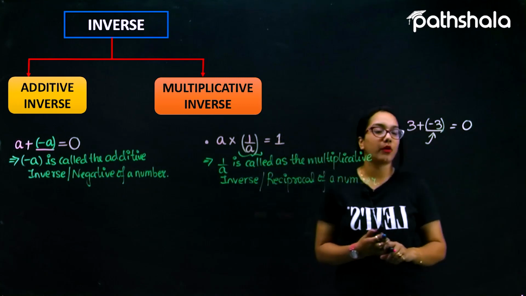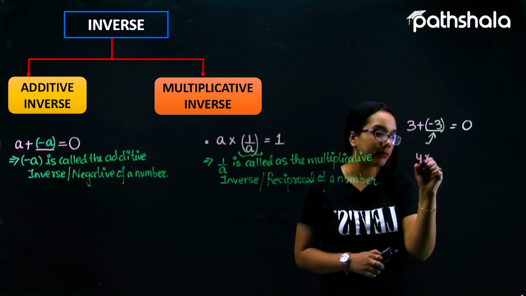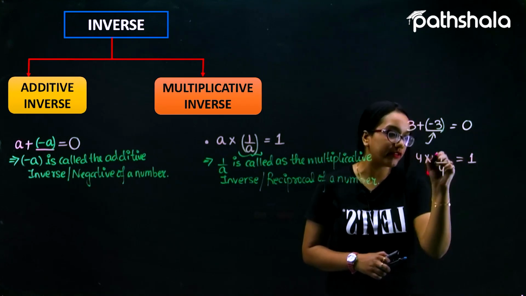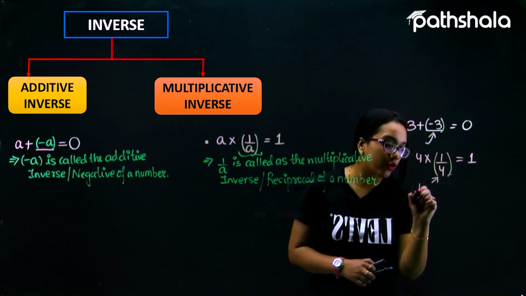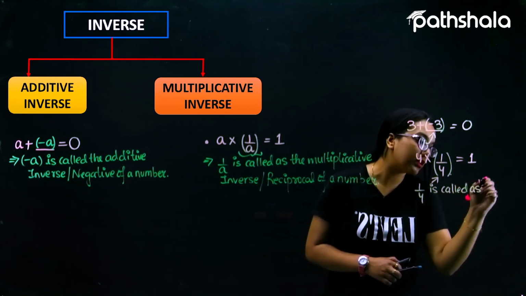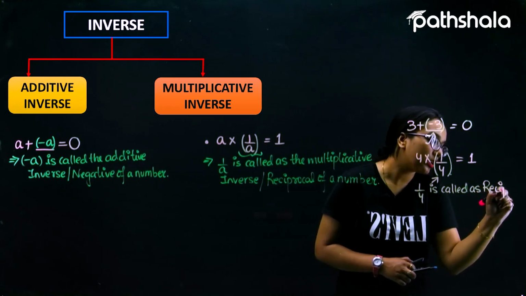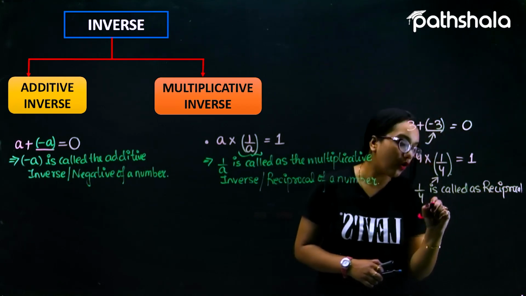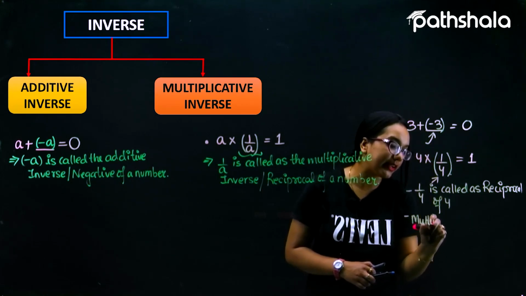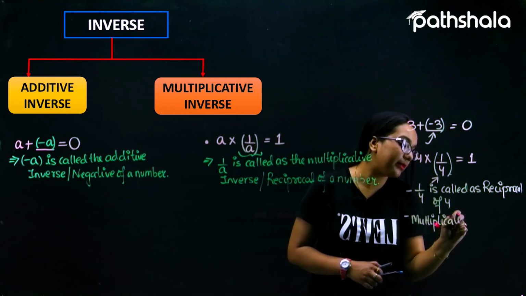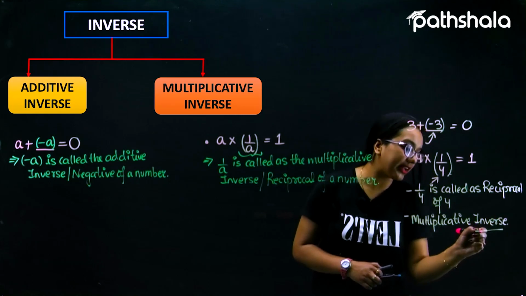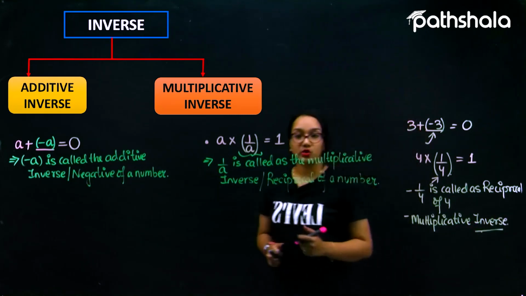Let us take an example again. If I'm talking about the number 4, what will we multiply with 4 so that the answer is 1? Obviously the reciprocal of it, which is 1 by 4. So 1 by 4 is called the reciprocal of 4, or we can also call it the multiplicative inverse.